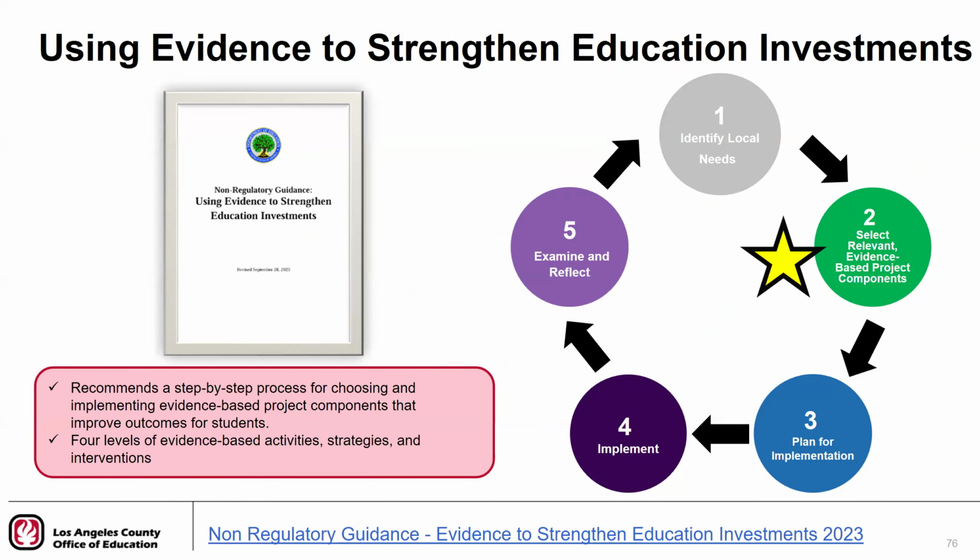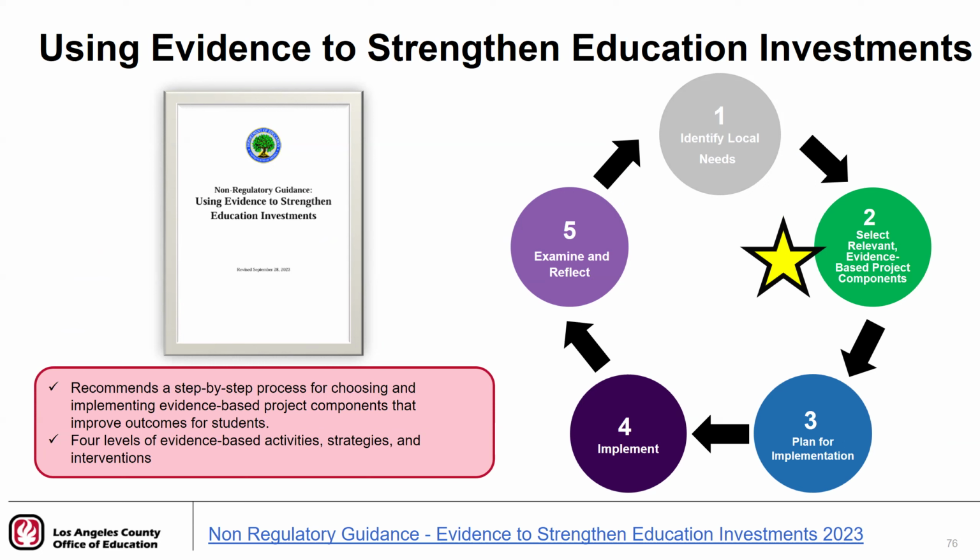And so right about now, you may be wondering, how can you engage your educational partners and your school site council in selecting evidence-based interventions that address your student needs and provide resource equity, and where you can find them? There is guidance from the U.S. Department of Education that recommends a step-by-step process for choosing and implementing evidence-based activities, strategies, and interventions that improve outcomes for students.